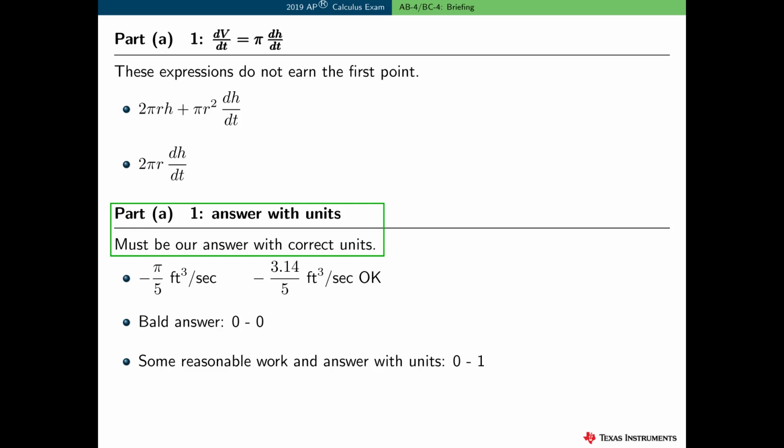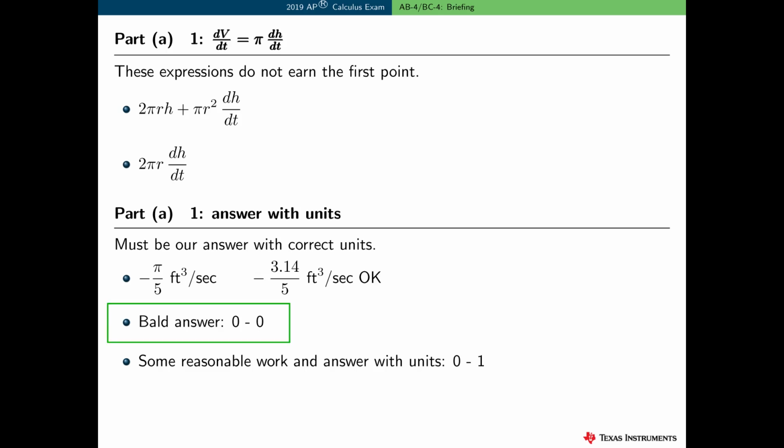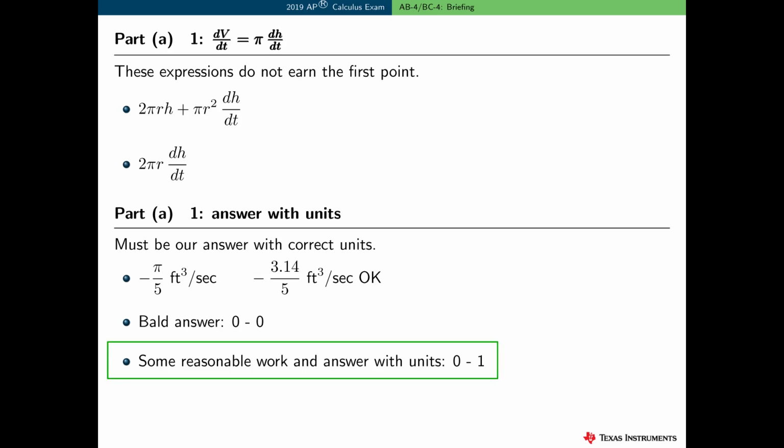The second point in Part A was for the answer with units. And this must be our answer only, and the units must be correct, of course. Here are two common answers. If the student used this approximation for pi, they still earned the point. A bald answer, that is, an answer without any supporting work, earned 0, 0 in Part A. But if there was some reasonable work, subject to professional judgment, the student could earn 0, 1 in Part A.